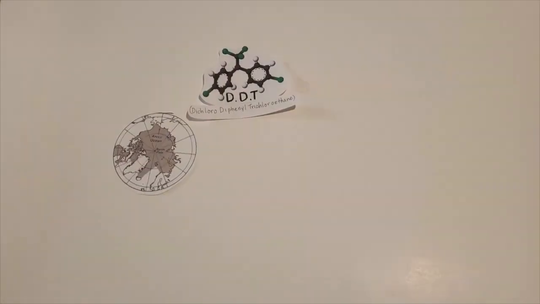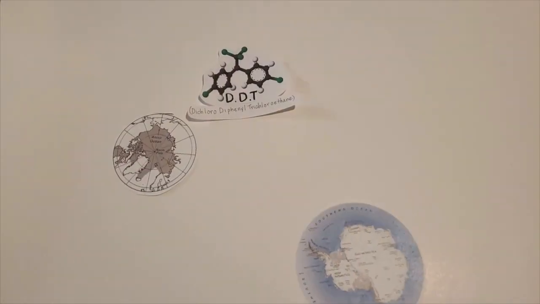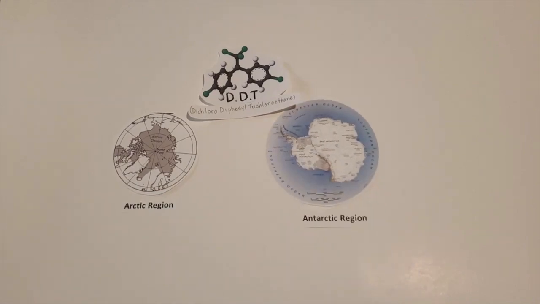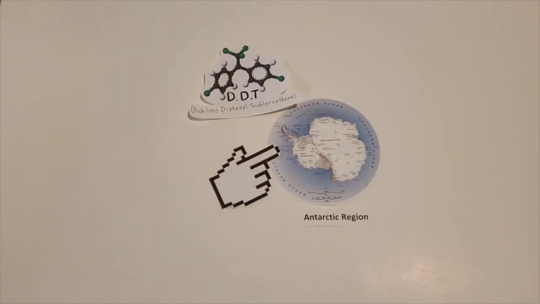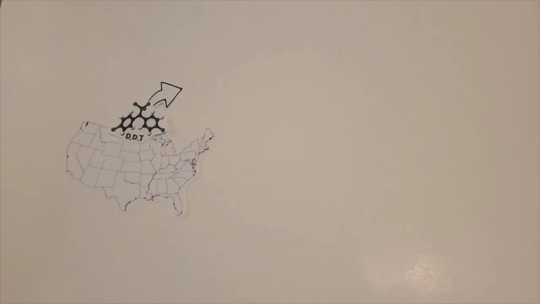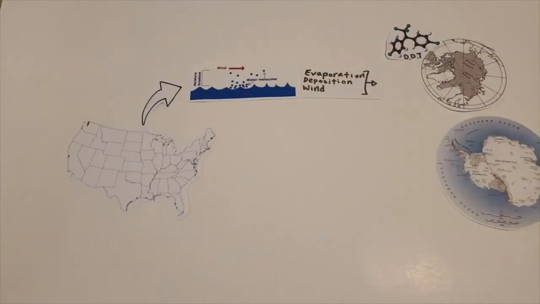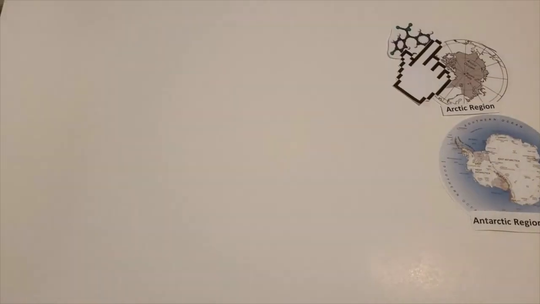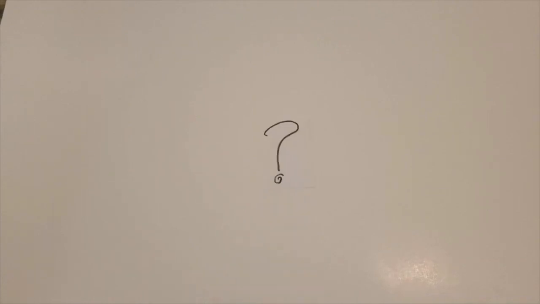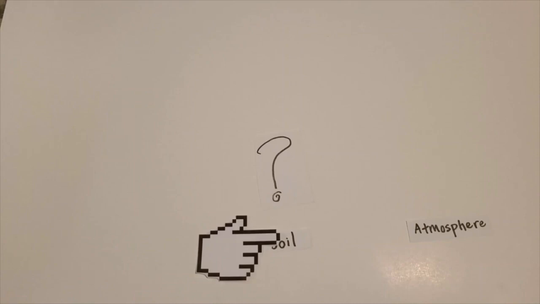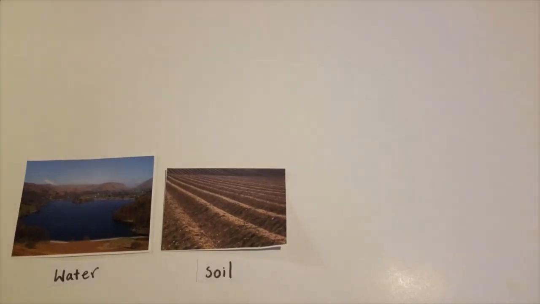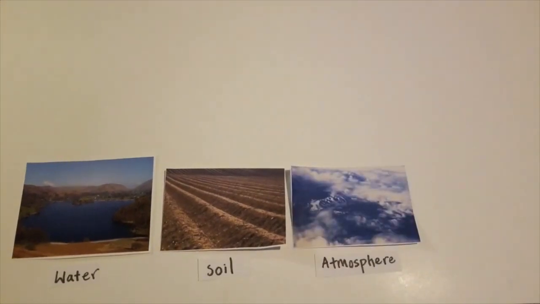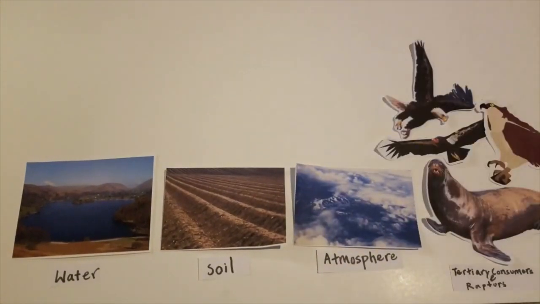DDT was discovered in bogs, snow, and animals that live in the Arctic and Antarctic regions, which are areas where DDT was never used. This was due to the repetition of evaporation and deposition, which caused DDT to disperse. DDT could possibly be in the nutrient cycles and is in the soil, water, and atmosphere. DDT is sprayed and left in the environment either in the hydrosphere, geosphere, atmosphere, or biosphere.